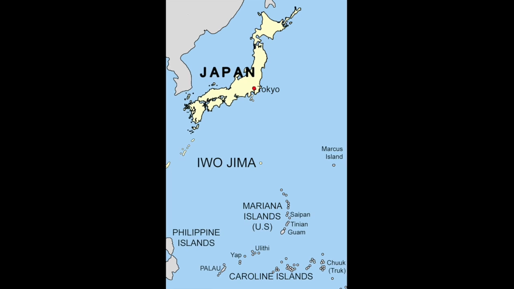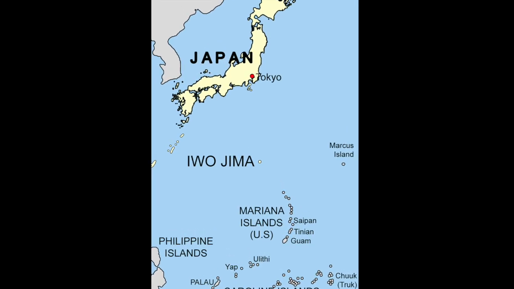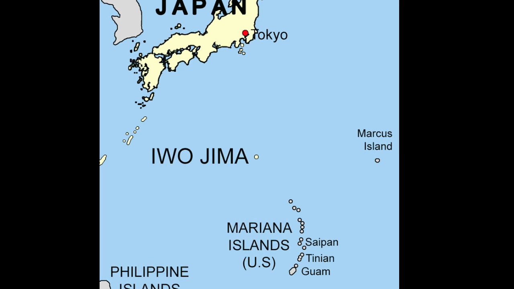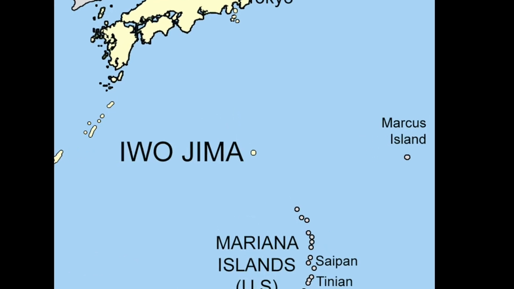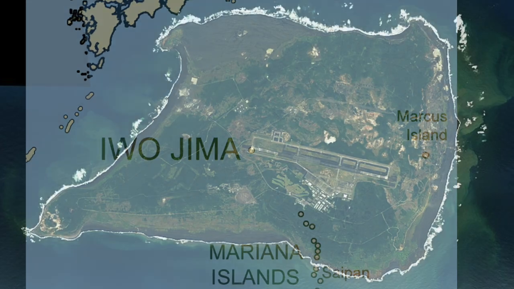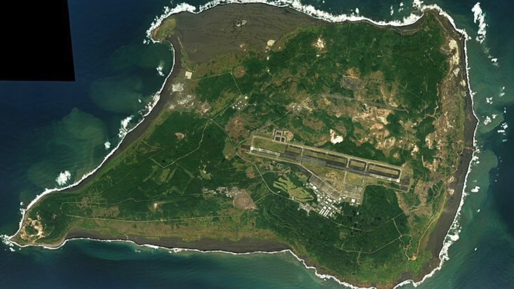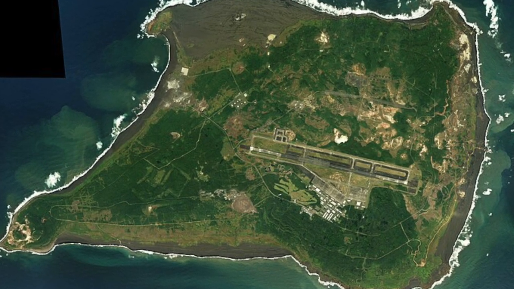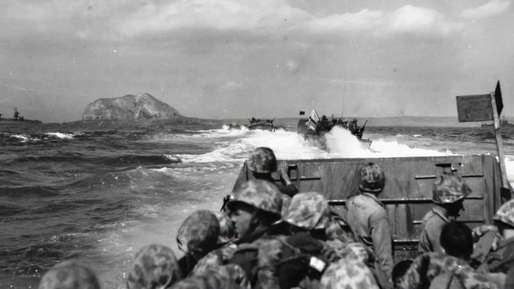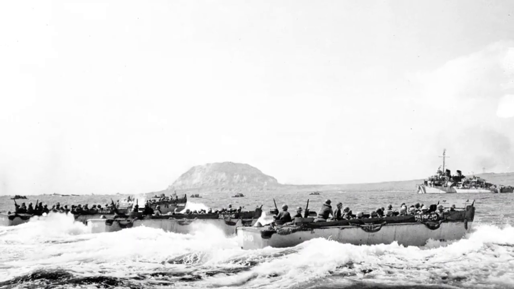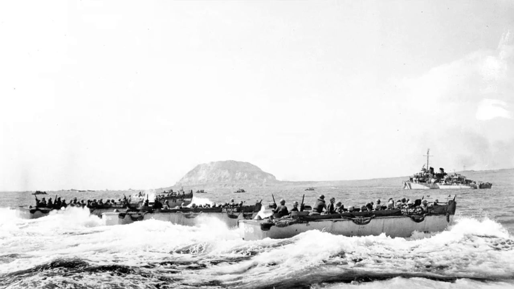Iwo Jima, a small volcanic island situated roughly halfway between Japan and the Mariana Islands, held immense strategic value for both the United States and Japan. For the United States, capturing Iwo Jima would provide a base for fighter escorts and an emergency landing site for bombers conducting air raids on mainland Japan. For the Japanese, the island was a critical outpost in their defense network, serving as a warning station and a shield for the home islands.